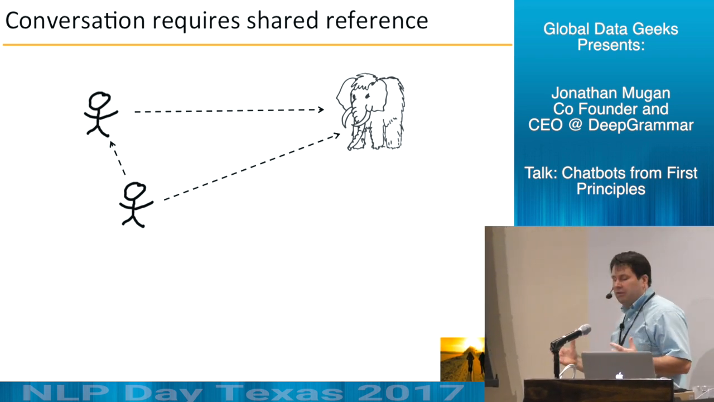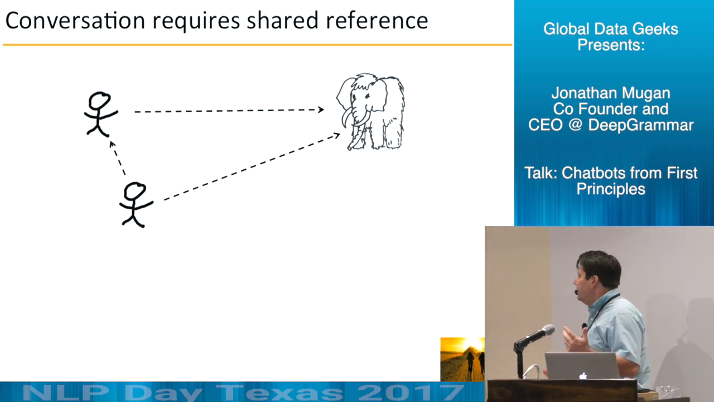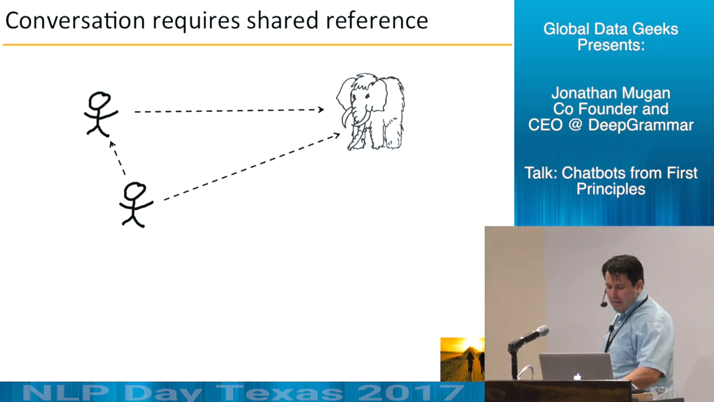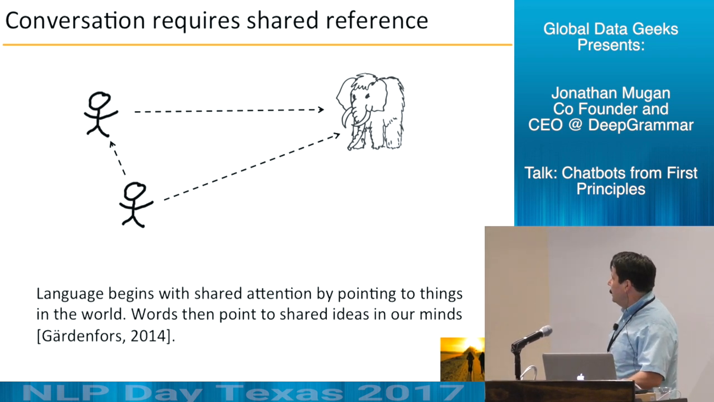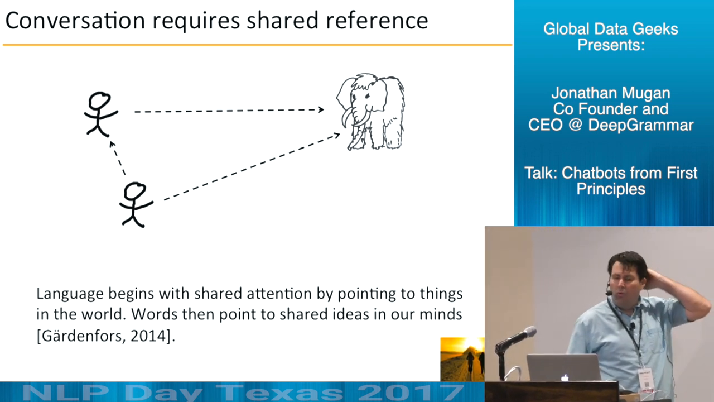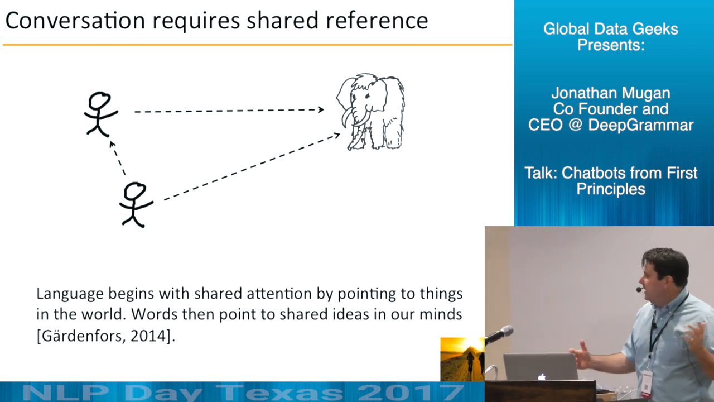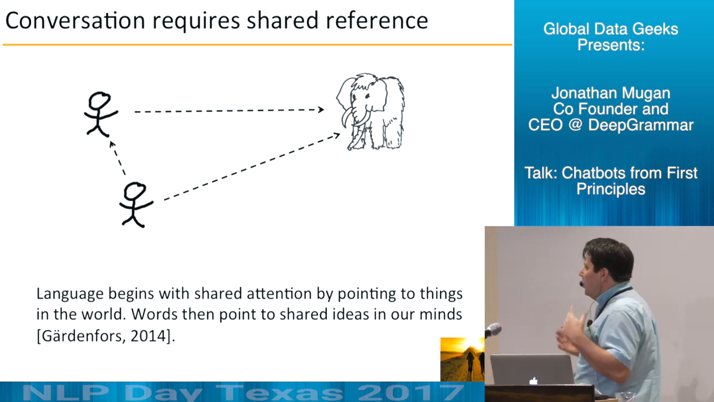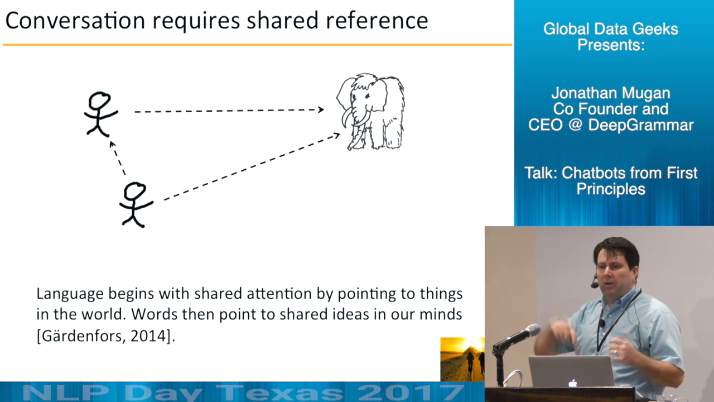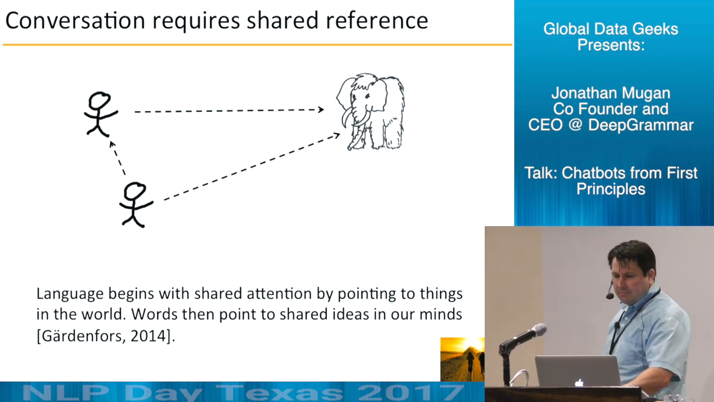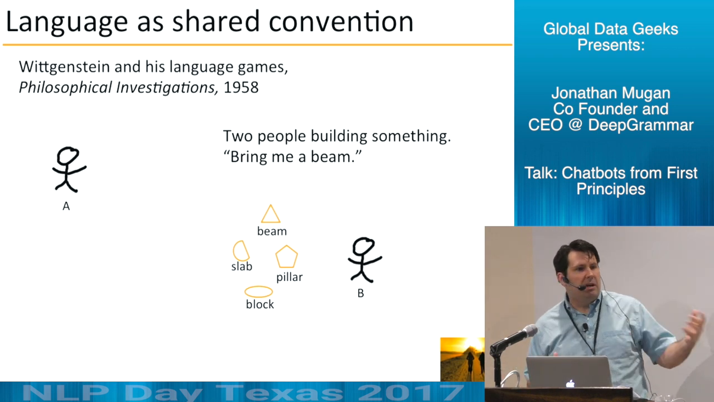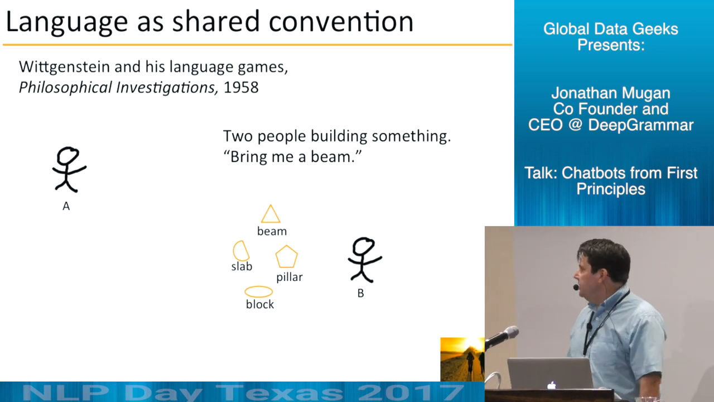There's the mastodon. So if they're going to make any kind of statement or indication about it, they know what they're talking about. And so you could say that language begins with this shared attention by pointing to things out in the world. And then from there, it evolves to using words to point to shared concepts within our brains. And so how could these shared concepts start to come to have labels, have words associated with them?